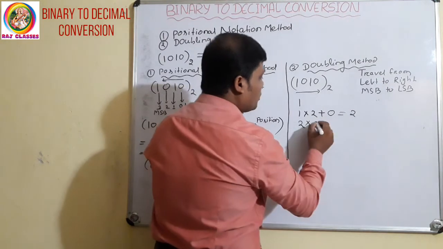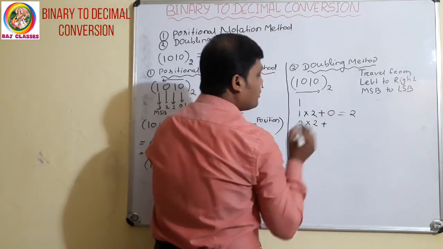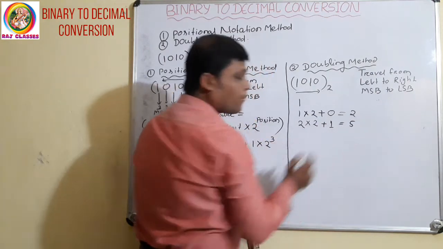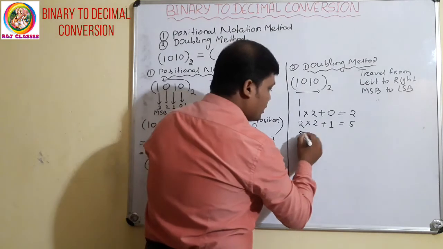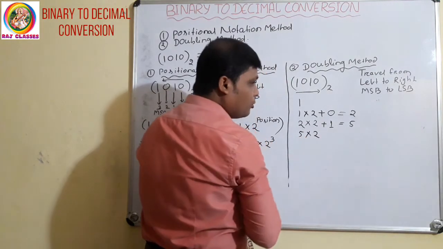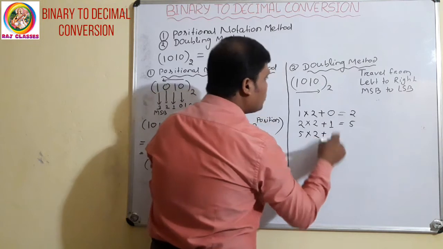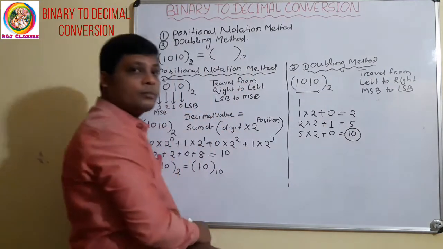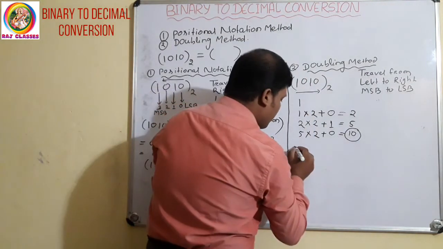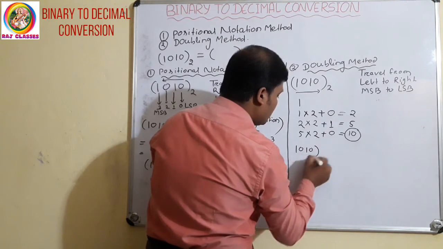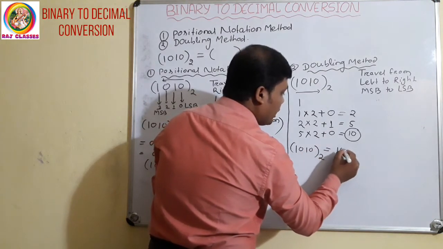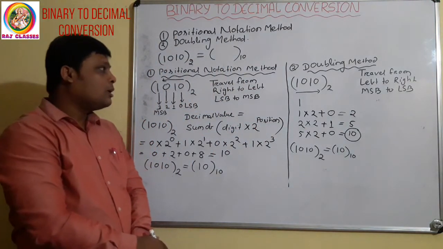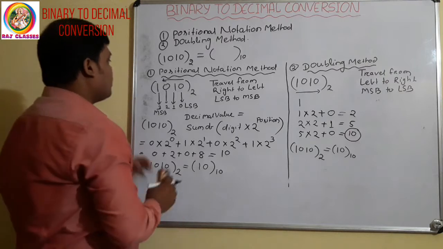2 into, we have to double, then plus, add with the next digit. This will be 1. This will be 5. Clear? Then again double, we have to multiply with 2, and again add with the next digit. This is 0. This will be 10. We got the result. Clear? So in the doubling method we got 1 0 1 0 base 2 equal to 10 base 10. All of you understood?